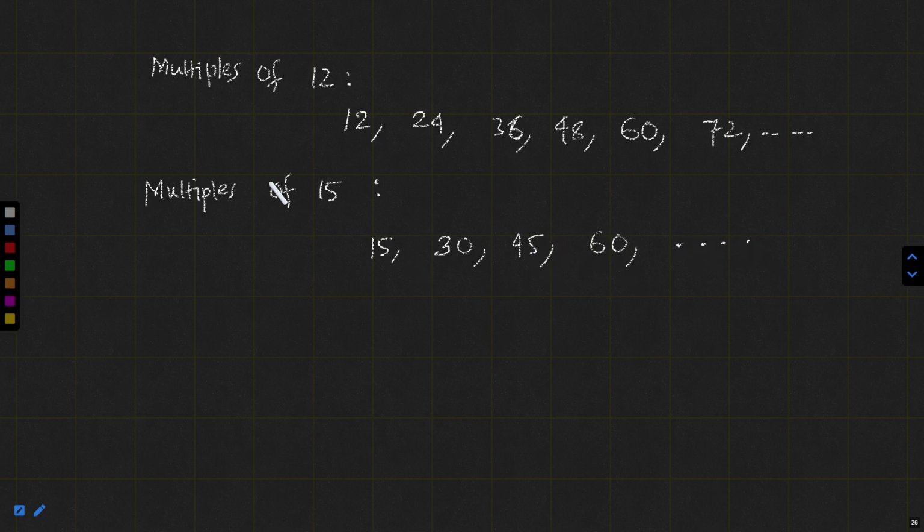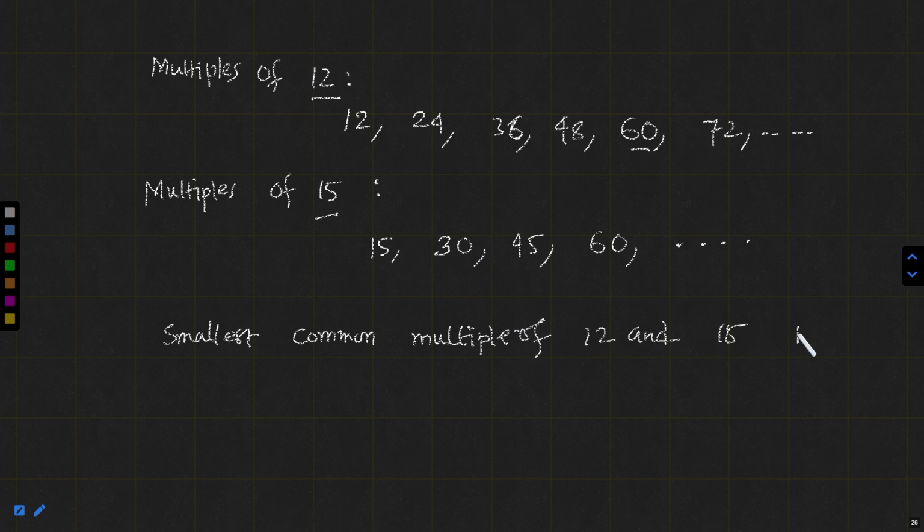Here you can see 60 in these multiples. The common multiples of 12 and 15 are 60 and so on. So the smallest common multiple of 12 and 15 is 60.